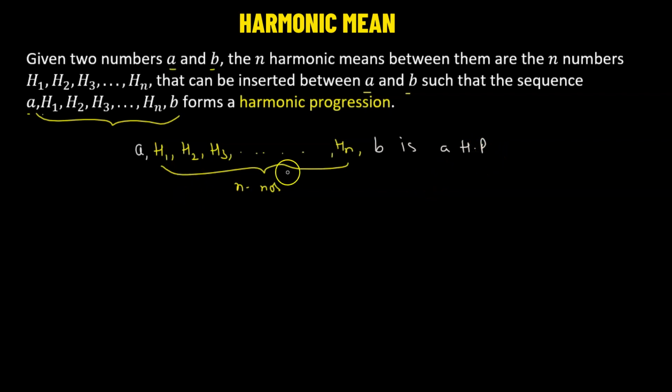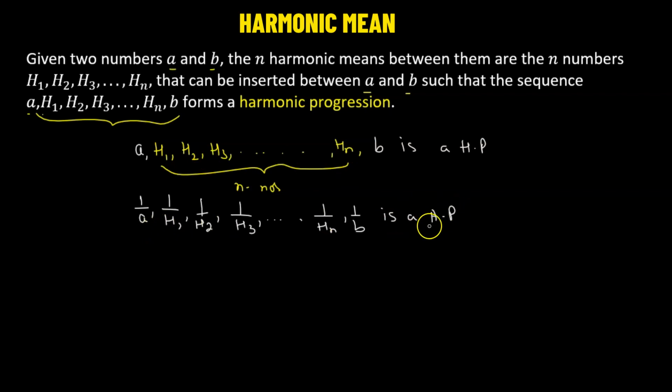Now, if it is a harmonic progression, then immediately we can say that the reciprocal of each term forms an arithmetic progression. The reciprocal of the first term is 1 over A, the reciprocal of the second term is 1 over H1, the third term's is 1 over H2, the fourth's is 1 over H3, all the way up to the second last term, 1 over Hn, and the last term being 1 over B. This new sequence forms an arithmetic progression, because that's the definition: if a sequence of numbers is in harmonic progression, then the reciprocals of those terms are in arithmetic progression.